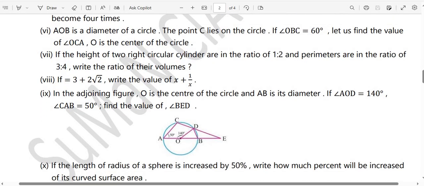Question number 8. If x is equal to 3 plus 2 root 2, write the value of x plus 1 by x.